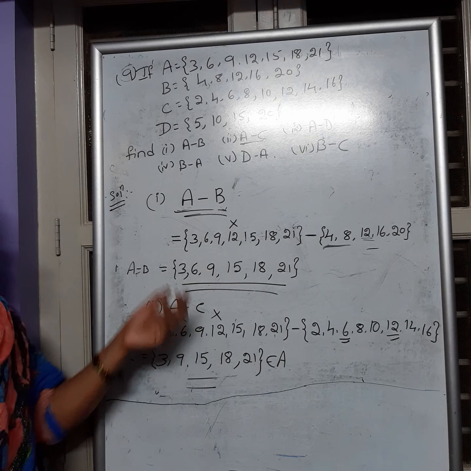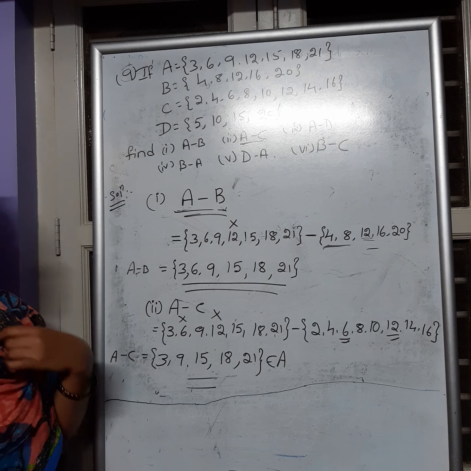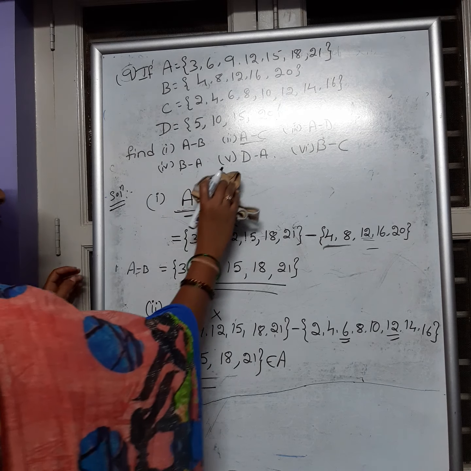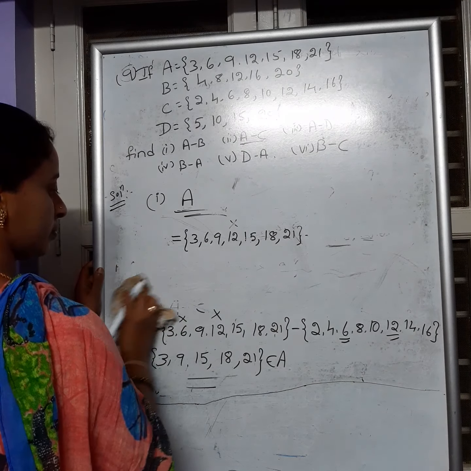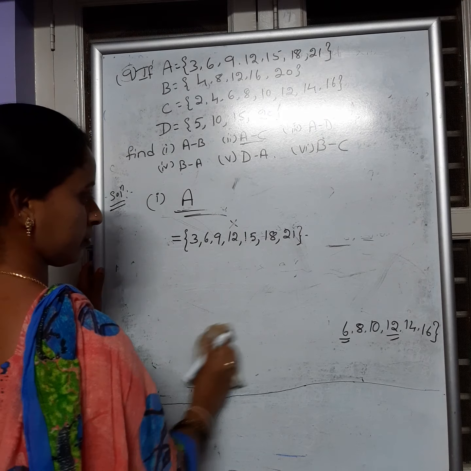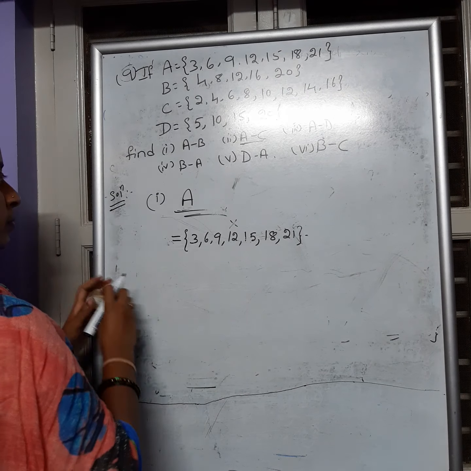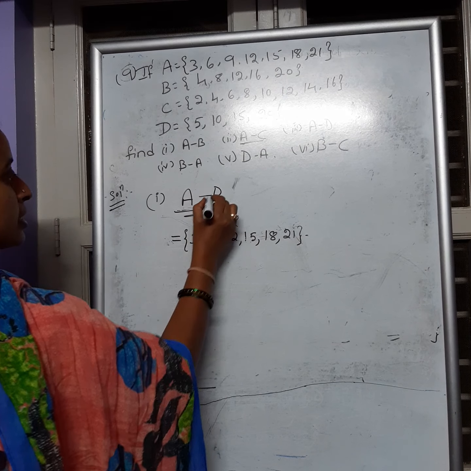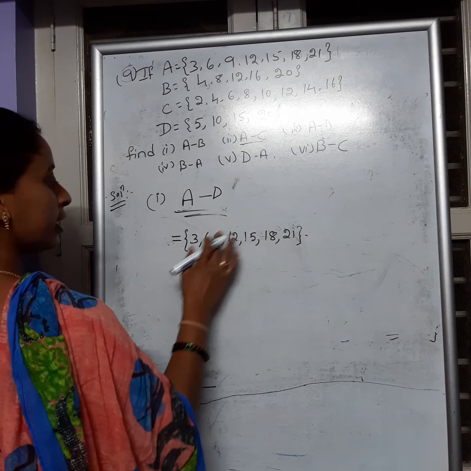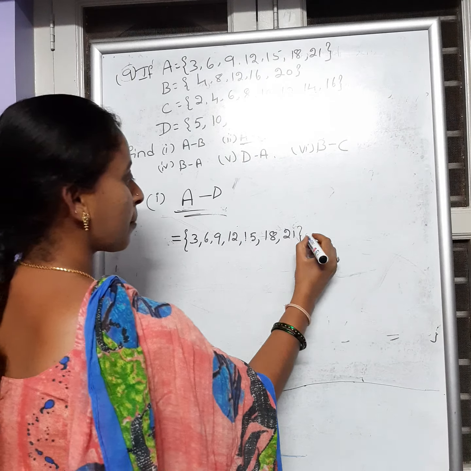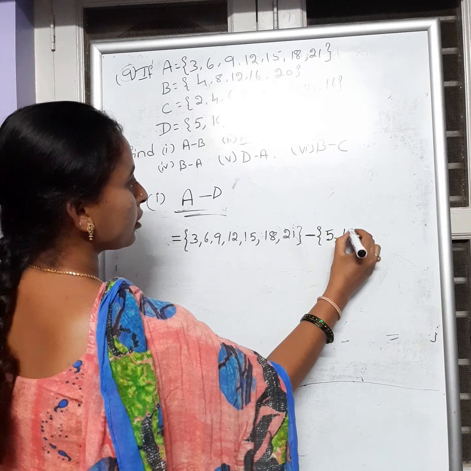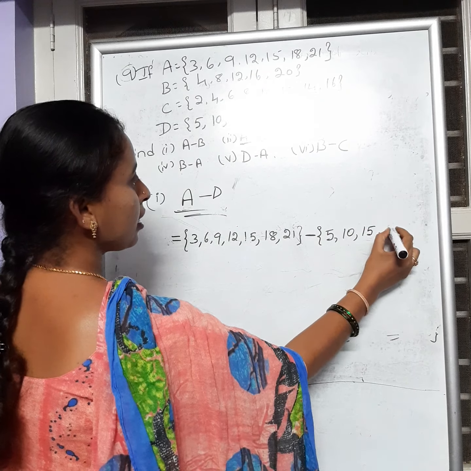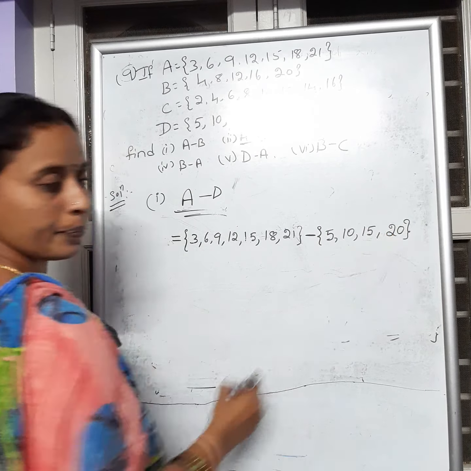Understood these two problems? Let's move on to another one. That is A minus D. So I have already taken here the A elements minus the D elements, which are 5, 10, 15 and 20.